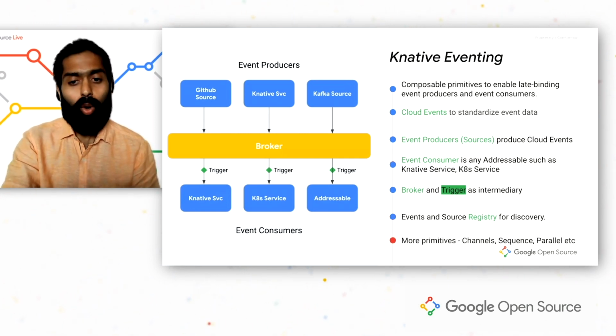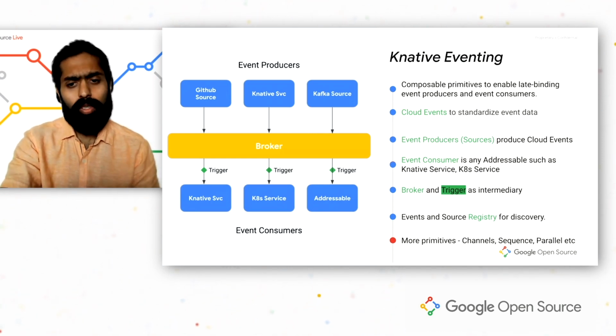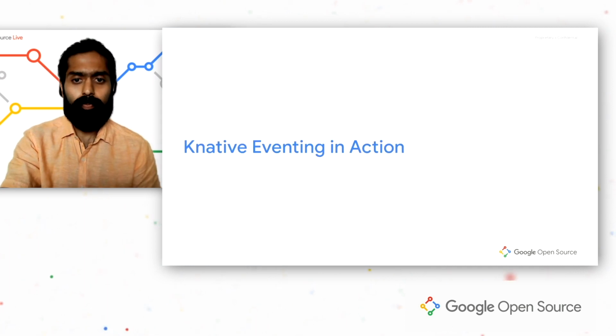Broker and trigger are not the only primitives that we have. We have more, such as channels and sequence and parallels, which you can use to stitch together a complex application. We'll go over all these in later part.